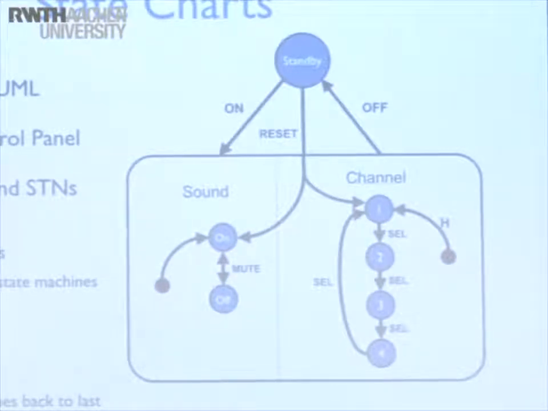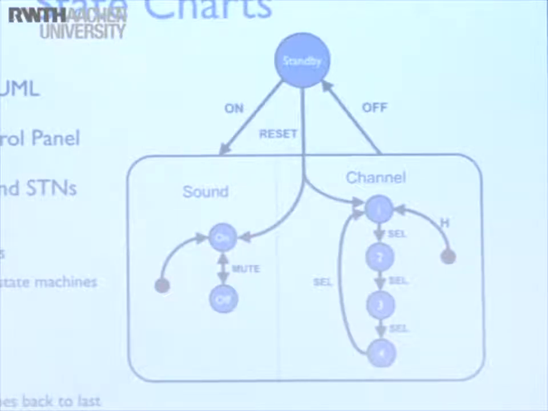We have one subnet here that deals with sound, and here we have one that deals with the channel, almost like Petri nets. And they are running in parallel. So they are both little finite state machines that are executing in parallel. They are divided by this little dotted line, which is basically the AND operator, meaning that these two things are supposed to happen concurrently.